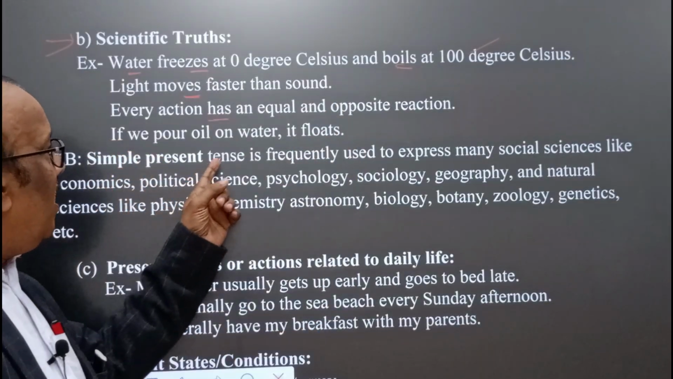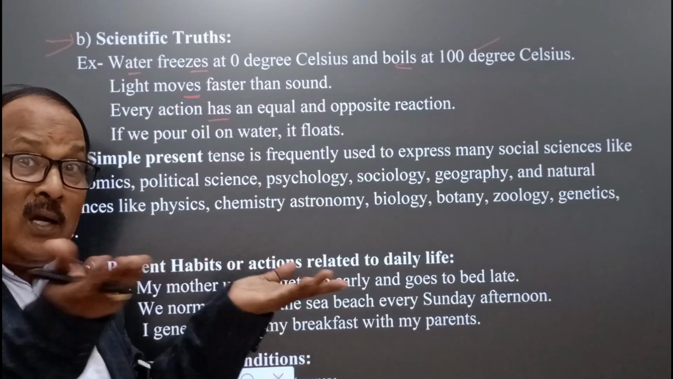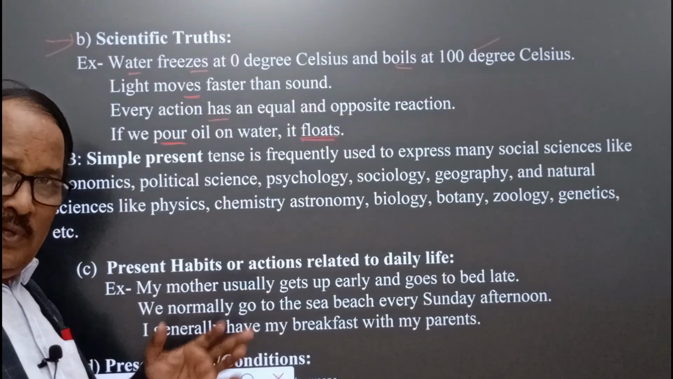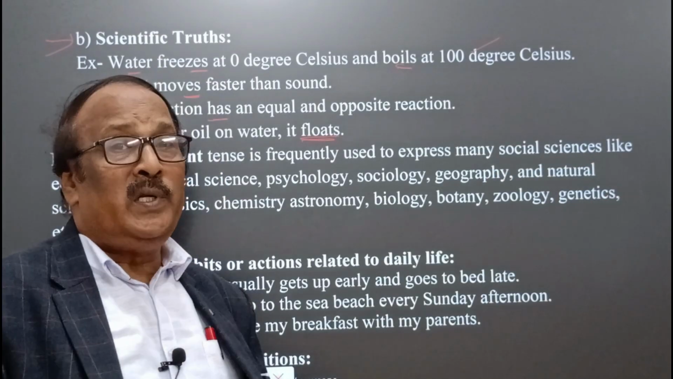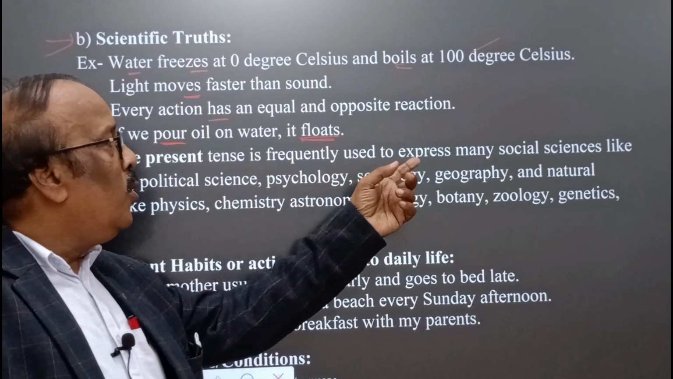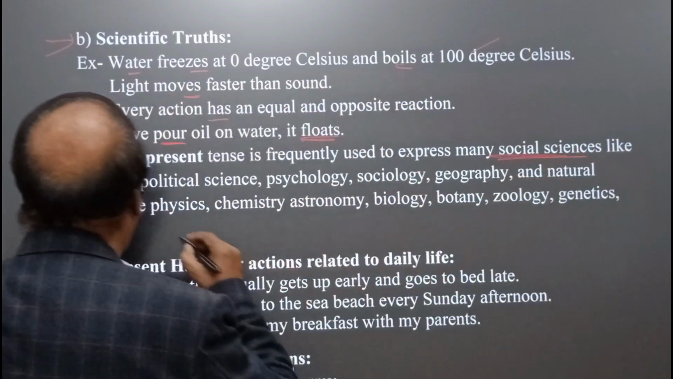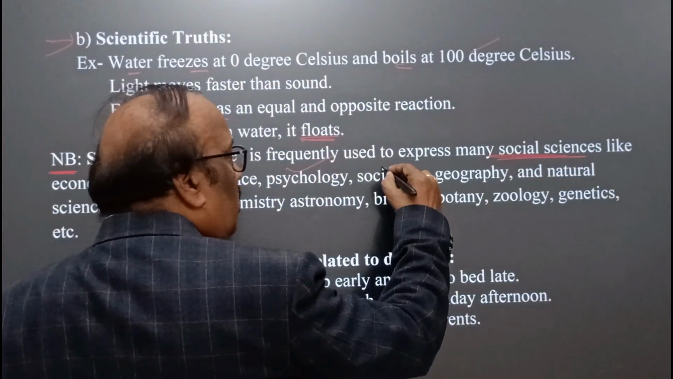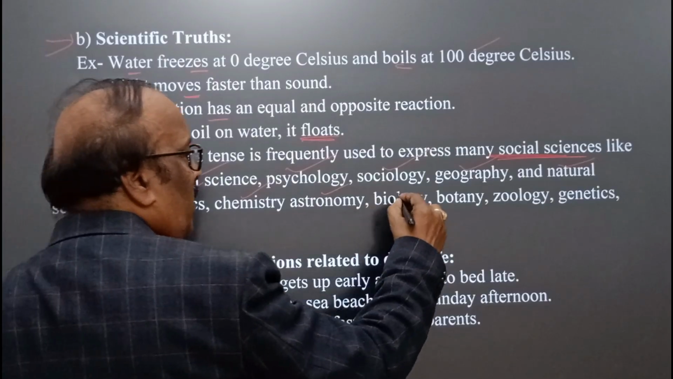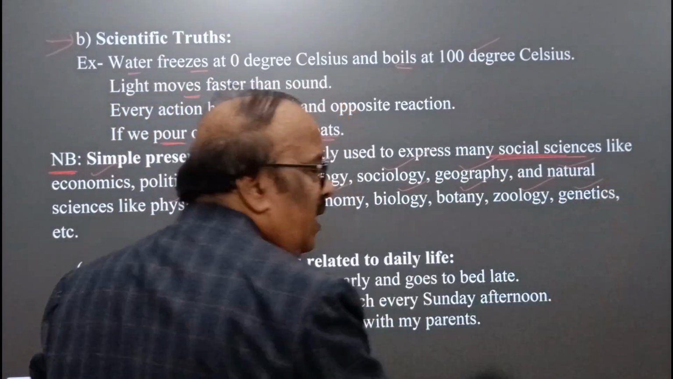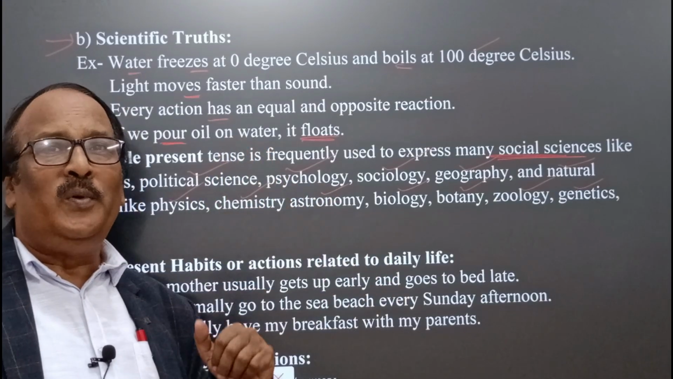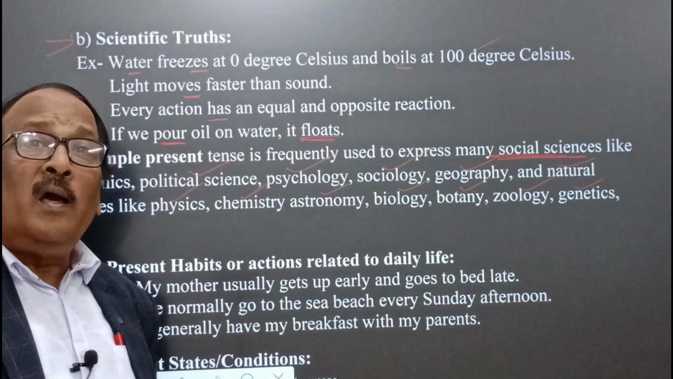If we pour oil on water, it floats. It's very natural because oil spreads on water and starts floating. In this way, all the scientific truths are expressed with the help of simple present. Nota bene: simple present tense is frequently used to express many social sciences like economics, political science, psychology, sociology, geography, and natural sciences like physics, chemistry, astronomy, biology, botany, zoology, genetics, and so on. All these sciences are expressed with the help of simple present because they are based on truth.